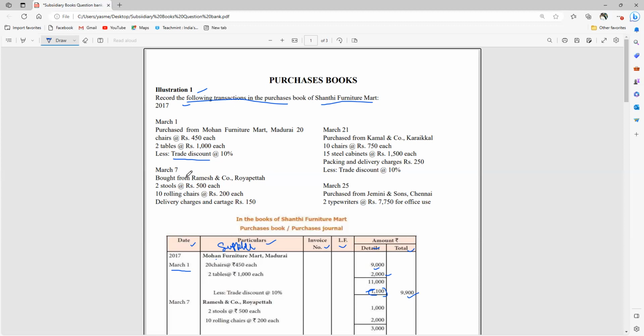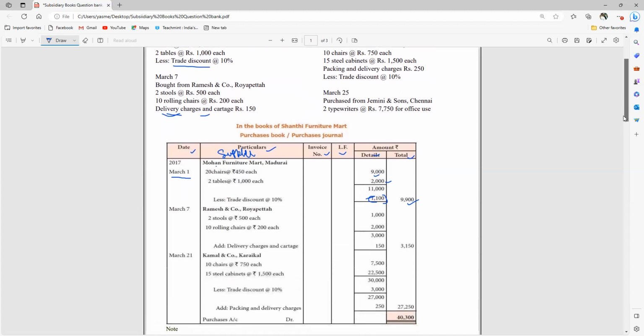Next, on March 7th, bought from Ramesh and Company, Royapettah: two stools at rupees 500 each, 10 rolling chairs at rupees 200 each, delivery charges and cartage rupees 150. This is a kind of expense which we incur when we are buying, so that should be added. If it is delivery charges or cartage, that is carriage inwards, we need to add it here. So let's see how this is recorded.